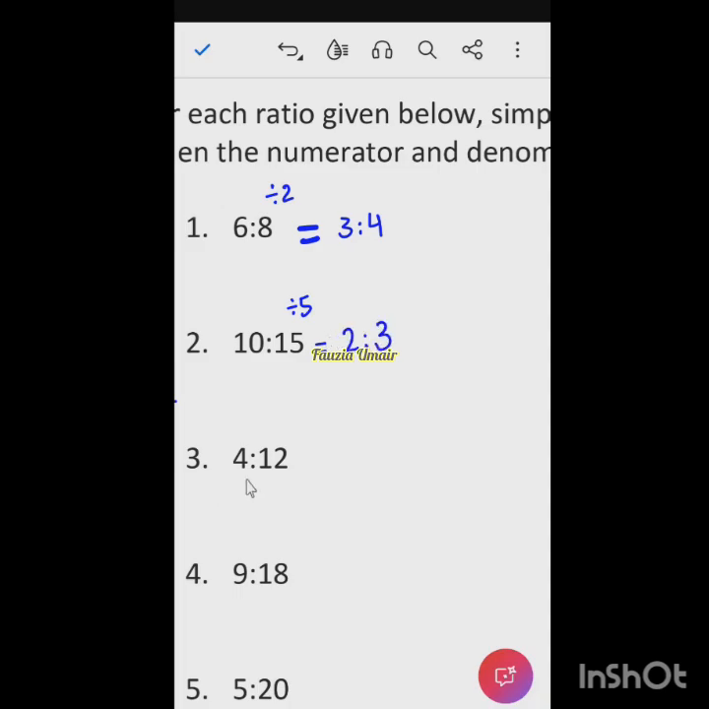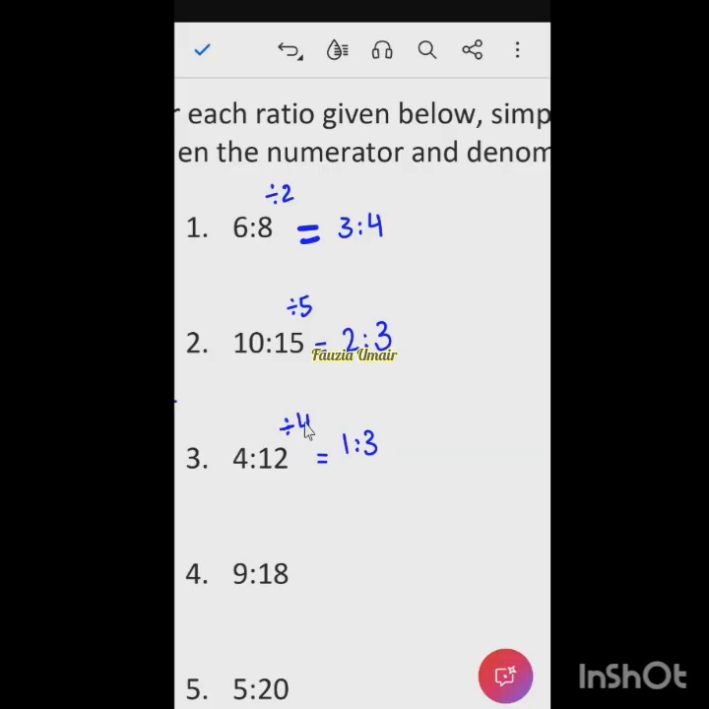Now the third question, 4:12. With which number can I divide them both? Ma'am, either with 2 or with 4. So we will pick the bigger divisor, right? So that will make the simplest form very quickly. So we can divide with 4. What will be the answer? Ma'am, the answer will be 1:3. Very good.